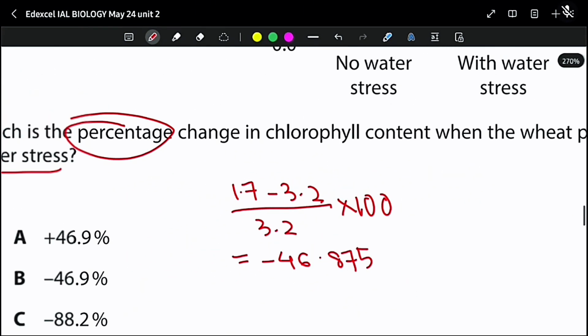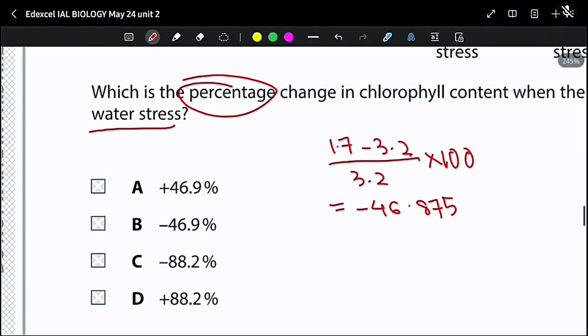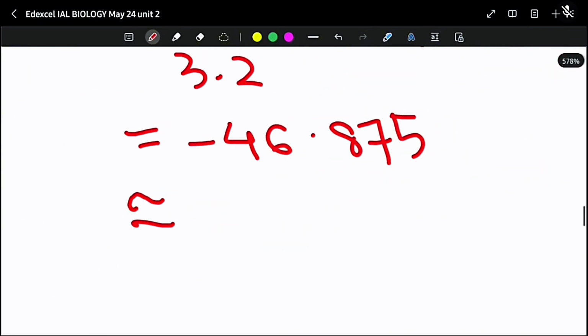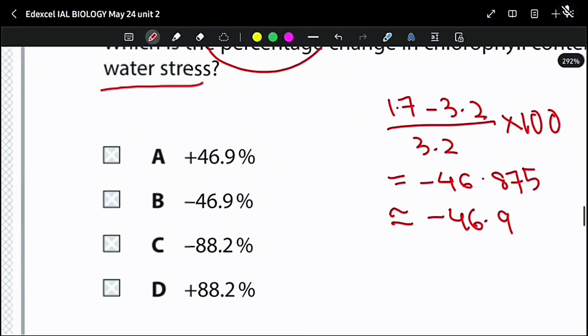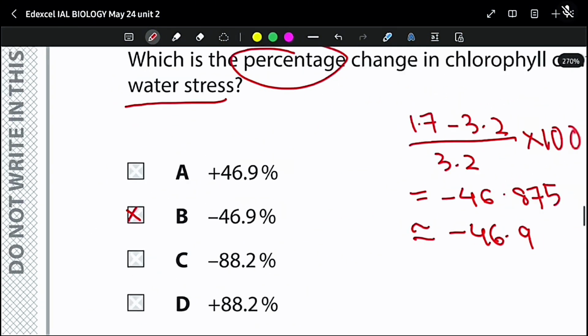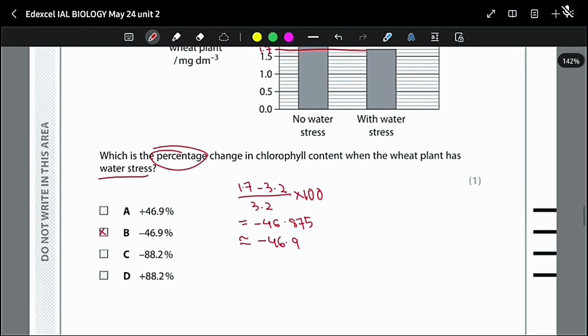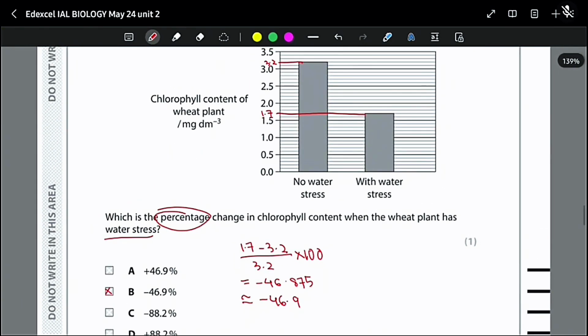So let's see the options. In option B, we see minus 46.9. If we round off our value, this also gives us minus 46.9. So yes, this is the answer. The answer is B, minus 46.9. As the percentage is decreasing from no water stress to water stress, we can easily deduce that it has to be a negative value. Let's go to the next question.